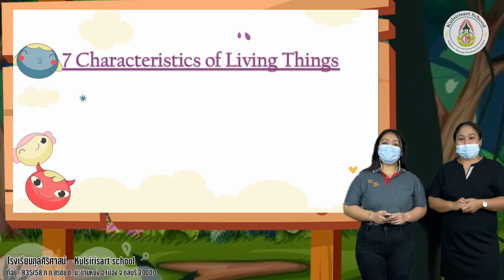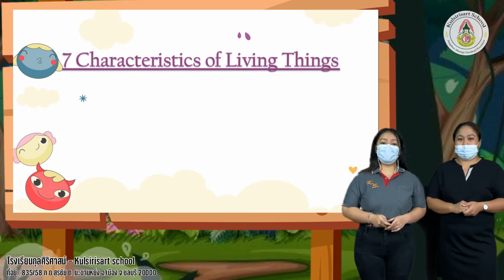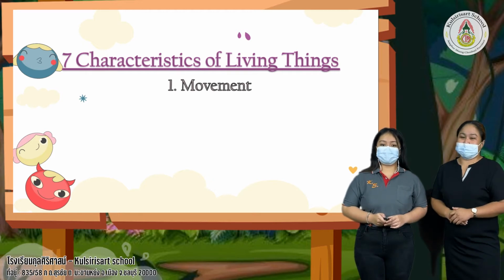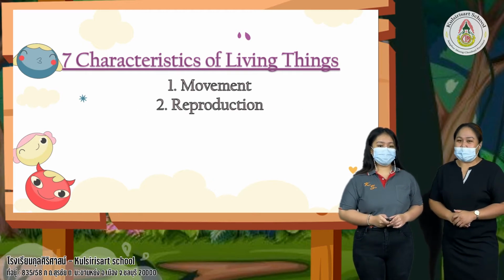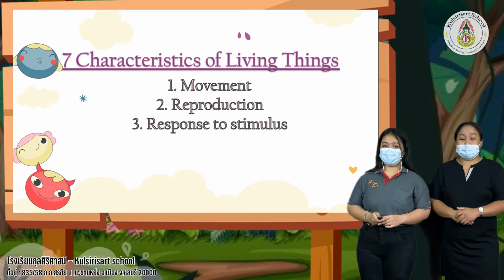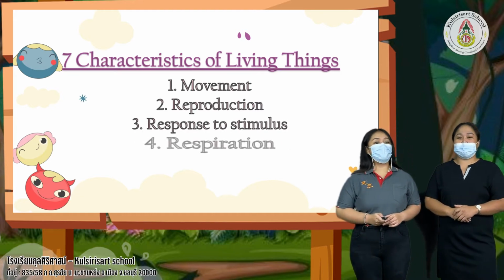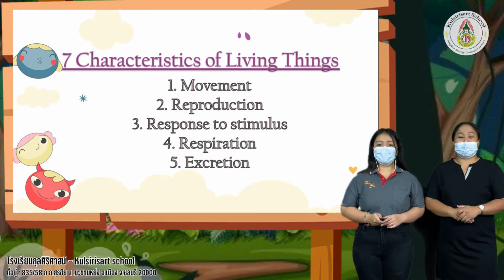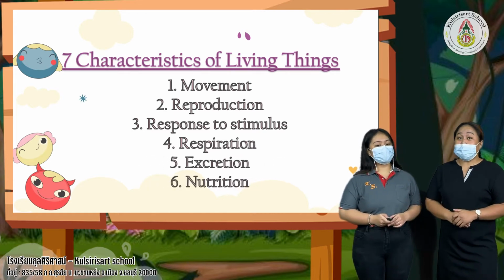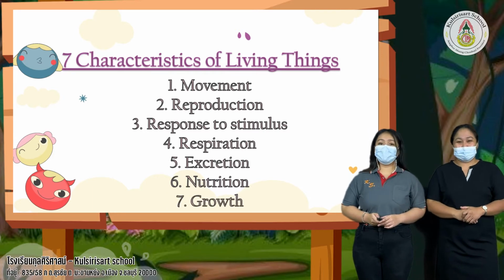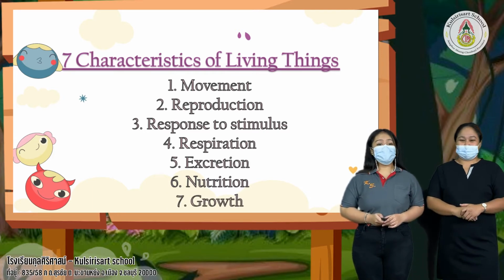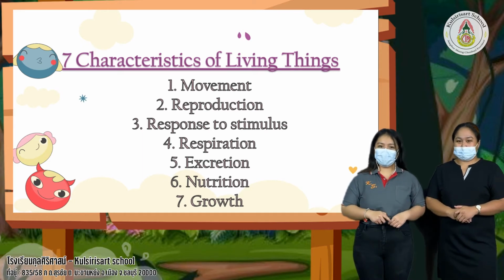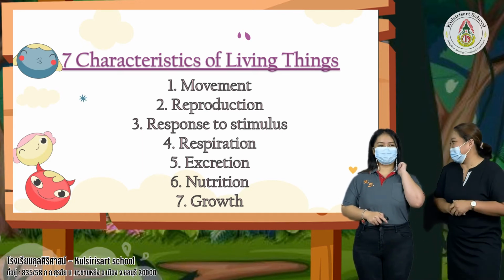Okay, now let's proceed to 7 characteristics of living things. Let's start with movement, second, reproduction, third, response to stimulus, fourth, respiration, fifth, excretion, sixth, nutrition, and the last one is growth. Those are the 7 characteristics of living things. Now, are you ready to talk about them? Yes, I'm excited, Teacher April.